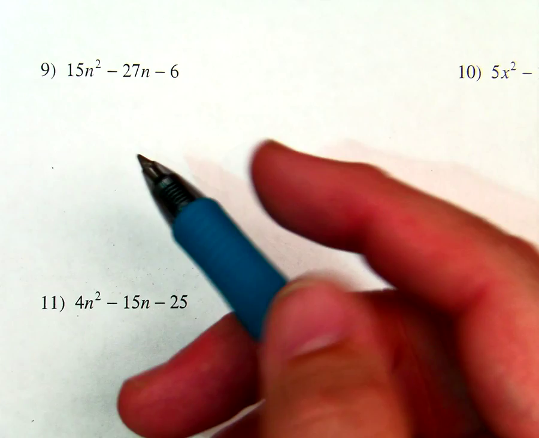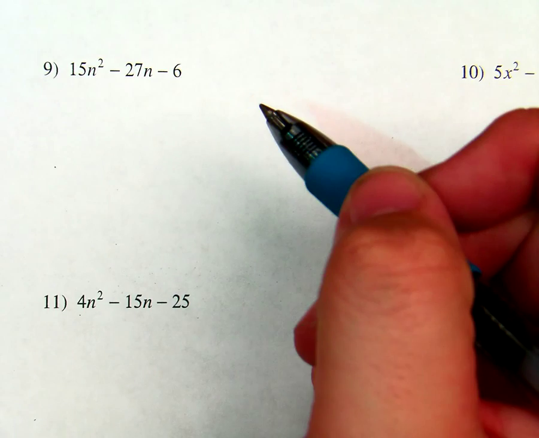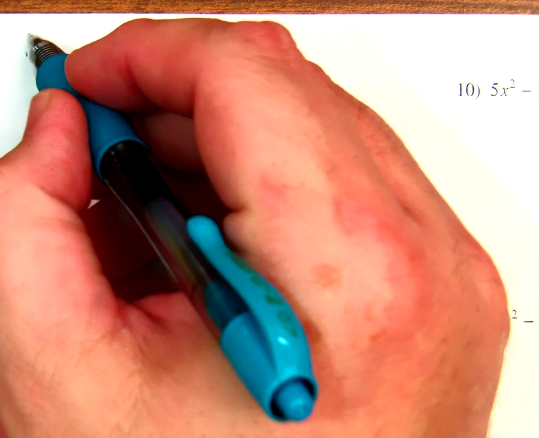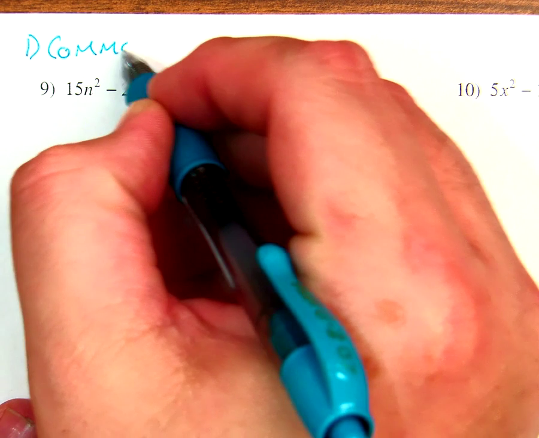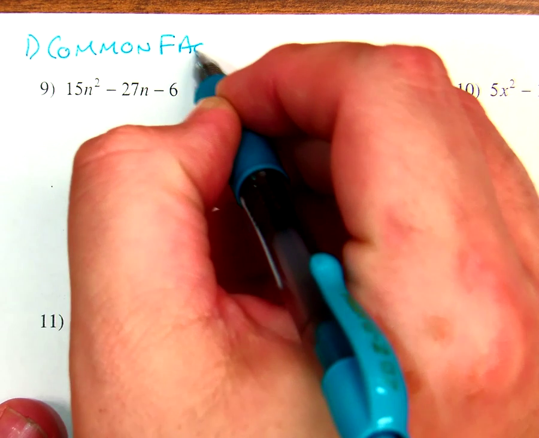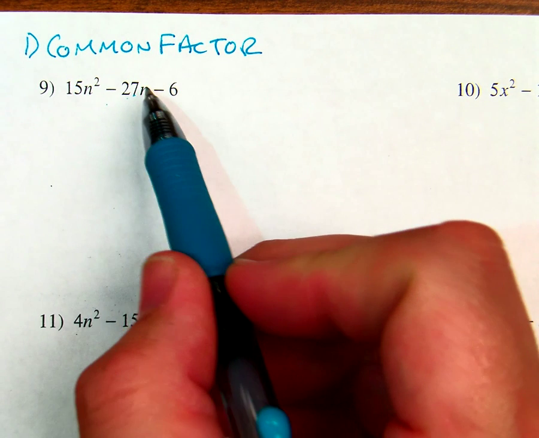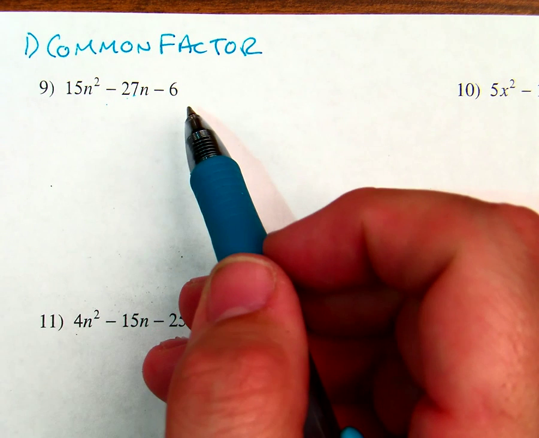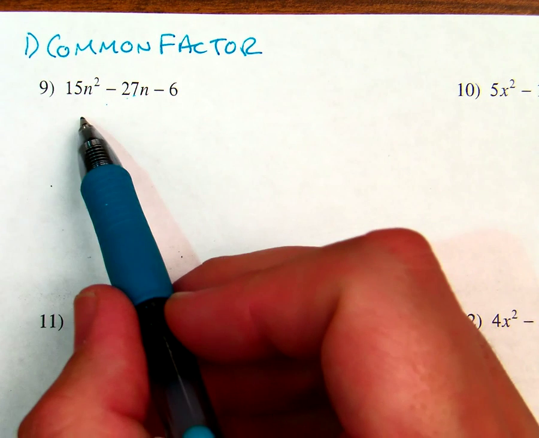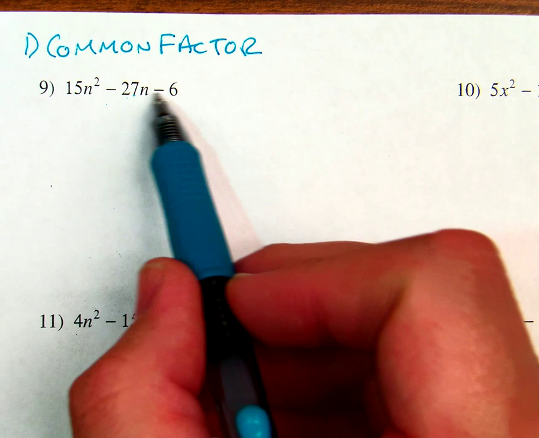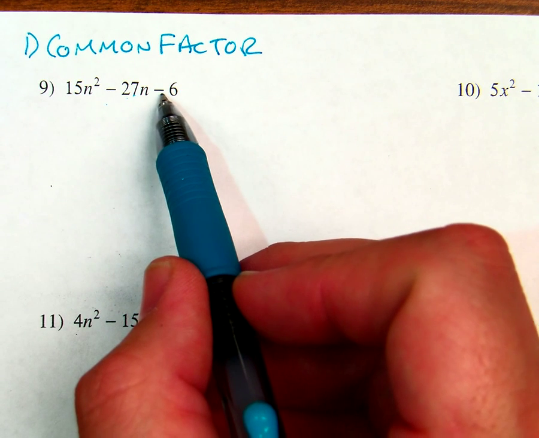All right, number 9. First thing, look for a common factor. I have an n squared, I have an n, and then there's no n, so I'm not going to take out any n's. But I have a 15, a negative 27, and a negative 6.